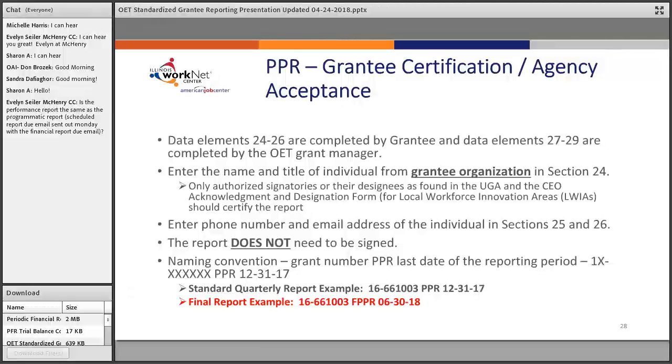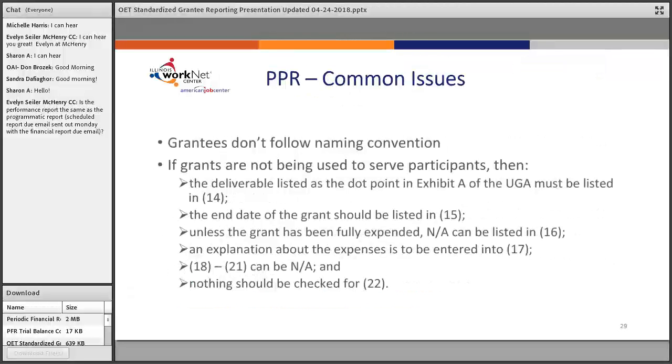And then this is the report that you're going to submit. You're not going to print it out and scan it. You're going to submit the report as is to the grant manager. You're going to use the naming convention: the grant number, the PPR. If it's the last report, you'll put F for final PPR, and then you use the date of the quarter, the end of the quarter reporting date.